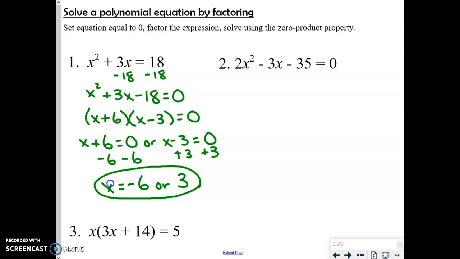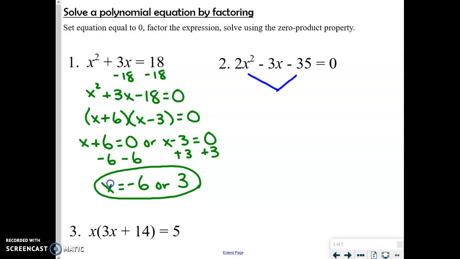If we check those in our original, negative 6 squared is 36. 3 times negative 6 is negative 18. 36 minus 18 is 18. If we put in 3, 3 squared is 9. 3 times 3 is 9. And 9 plus 9 is 18. I won't check every one of these, but I will tell you that as part of this, the biggest thing that you can do to help yourself is to check your work. Okay? All right, the next one, we have to solve using the British method.